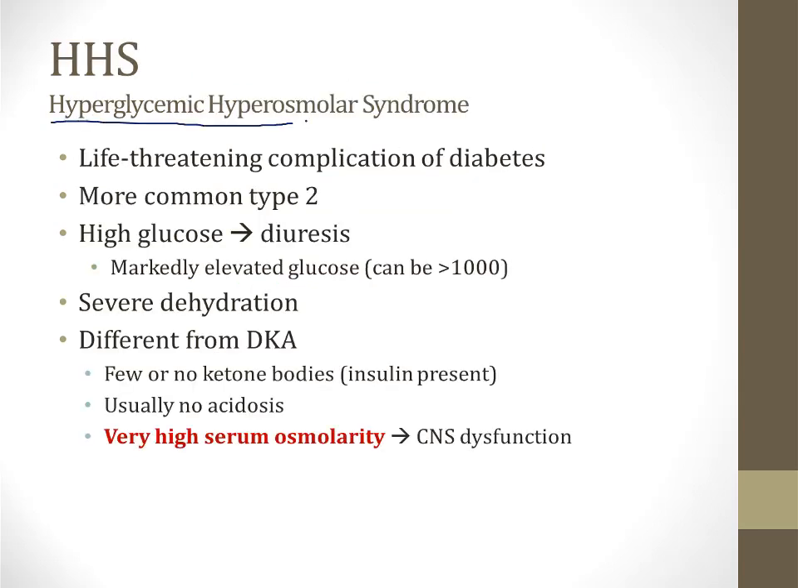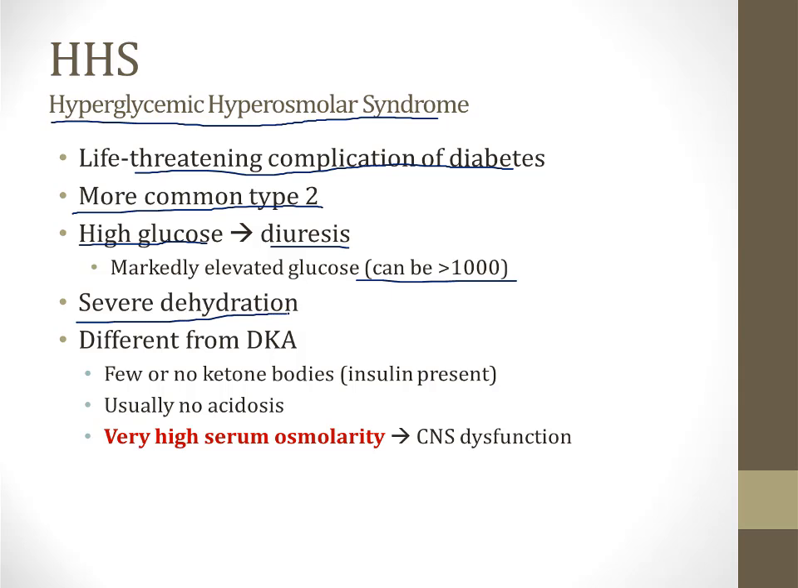HHS is the hyperglycemic hyperosmolar syndrome, and this is a life-threatening complication of diabetes that shares many features in common with DKA. However, like I told you before, DKA is much more common in type 1. HHS is much more common in type 2. We'll talk about why in a minute. In HHS, there is a very high glucose level, which leads to diuresis. The glucose level can get so high it can be over 1,000. This is so elevated that it leads to a marked diuresis, and the patient can become severely dehydrated.